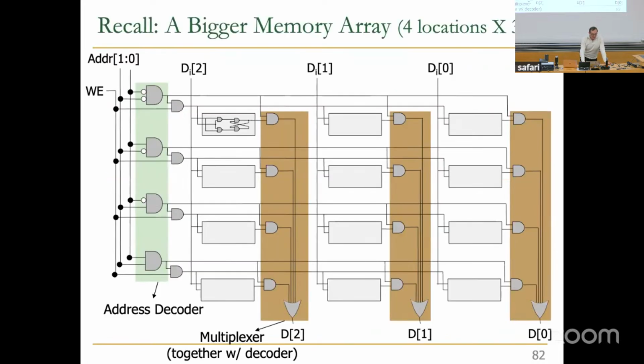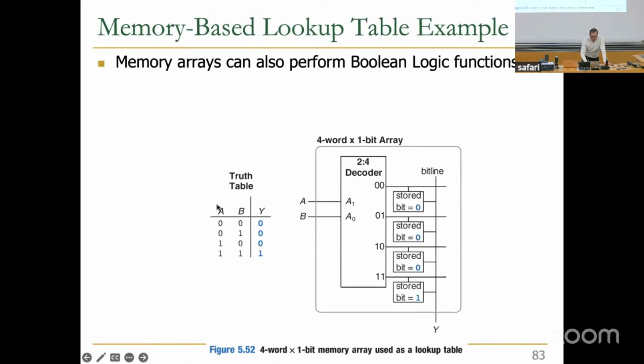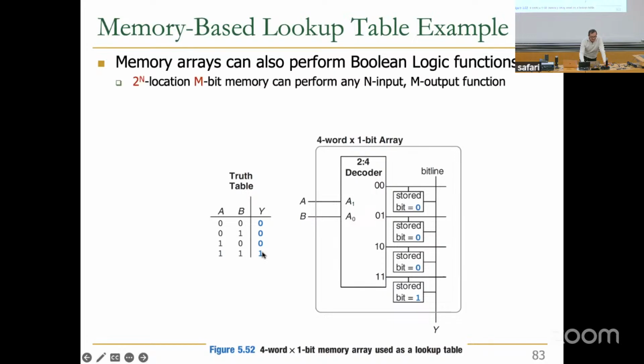Basically, you can store values in your memory and you can implement functions. We have seen this before in the decoder, but it's going to be similar. You can have memory arrays that can perform Boolean logic functions. In this case, our truth table looks like this. As you can see, this is an AND function. You can have a 2 to the n location, n-bit memory. It can perform any n input, m output function.